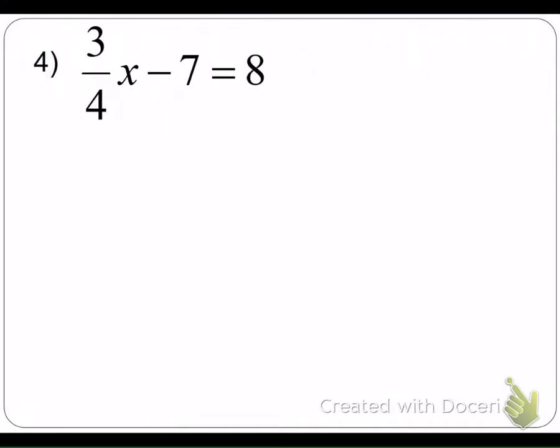All right. Here is number 4. Another one, we don't see a lot of fractions in geometry, but you know, they still exist. So I have 3/4 times x minus 7 equals 8. What am I going to do? Plus it. Good.